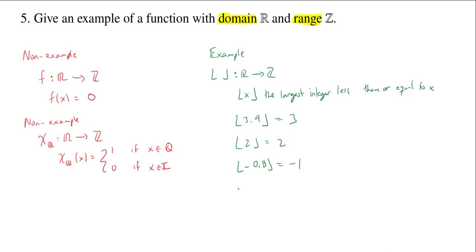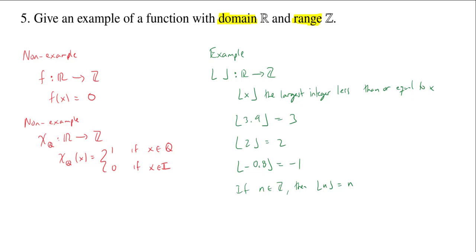So this is going to give me all the integers, right? In fact, if n is an integer, then the floor of n is just equal to n. n is the largest integer which is less than or equal to itself. In fact, it's equal to itself. So that is a reasonable answer to this question.